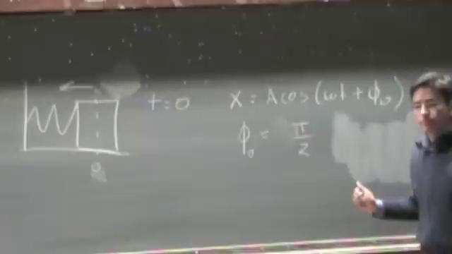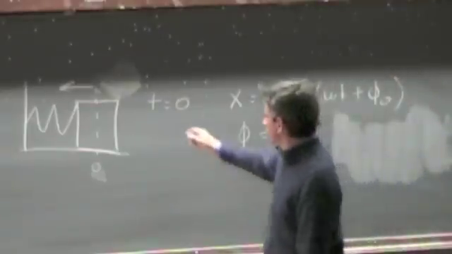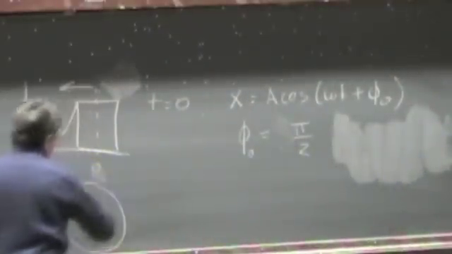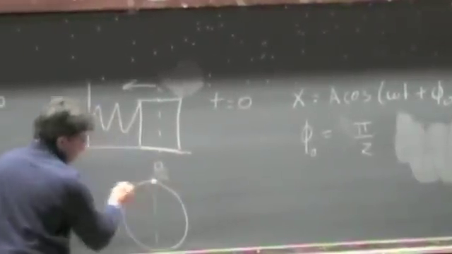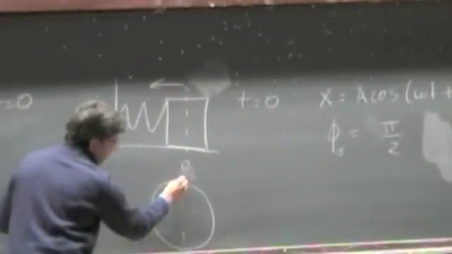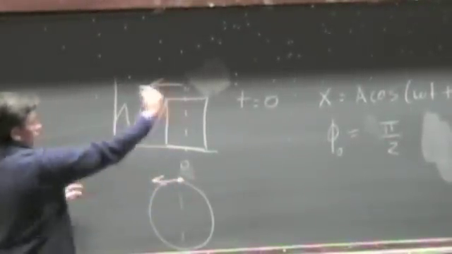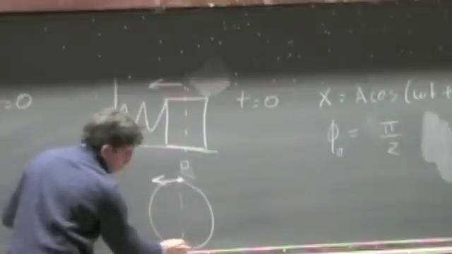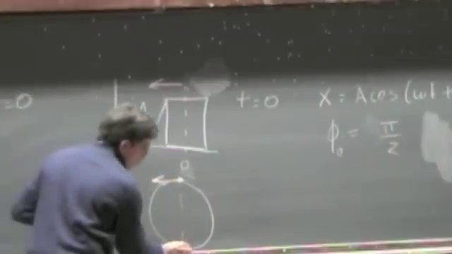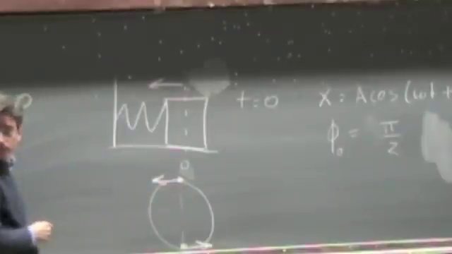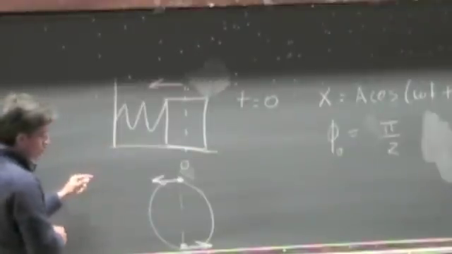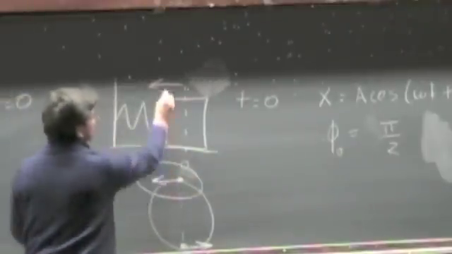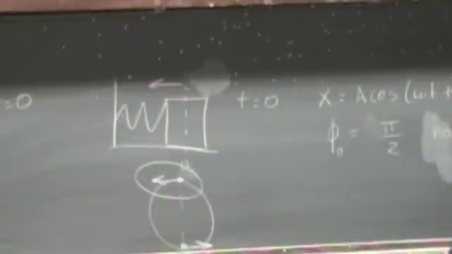Why pi over 2? What is the particle in circular motion that is tracking this block doing at t equals 0? It should be here, right? Because when the particle is here, it has a velocity going that way. It's tracking the motion of the block. If the particle was here, which would be the case for minus pi over 2, the motion of that particle would be to the right. Remember that the particle is always tracking the motion of the block. So this is what's consistent. Only pi over 2 works, not minus pi over 2.